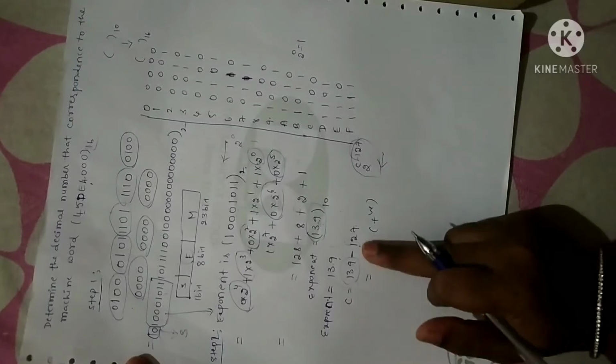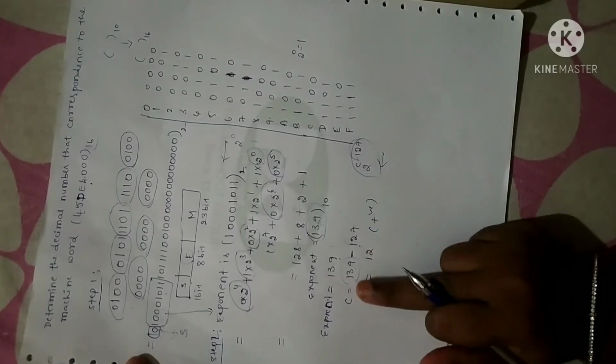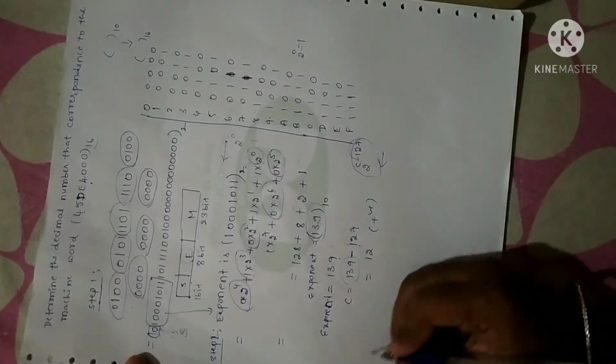Only the shifting of the decimal points will be varying. So up to step 2, hope it is clear. I have obtained the exponent in terms of decimal, and I have subtracted 127 from the obtained number, so that I have obtained 12. Next, step 3.